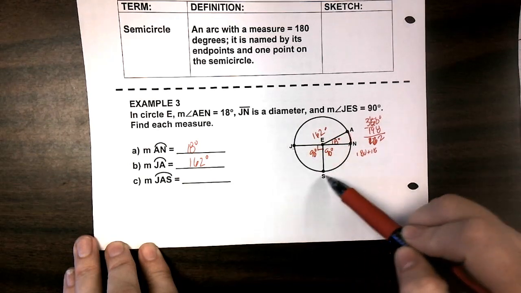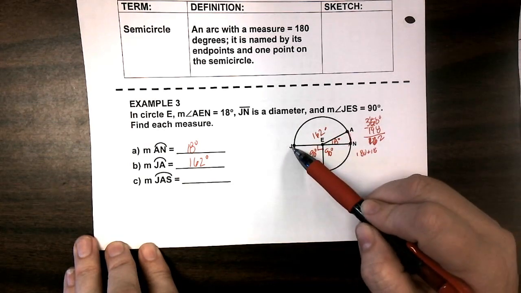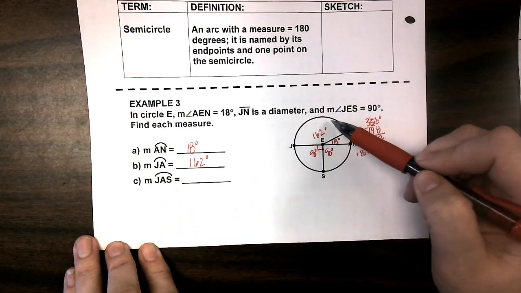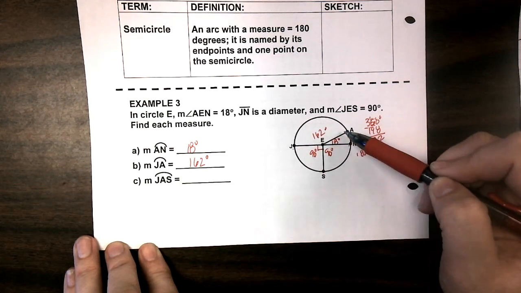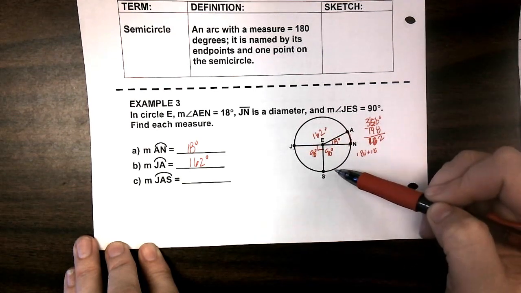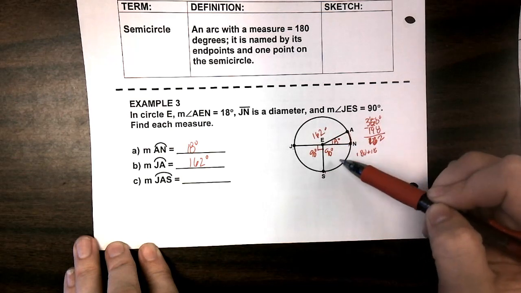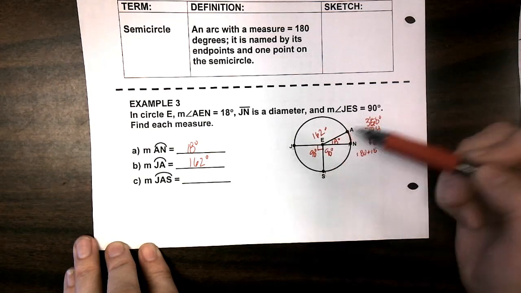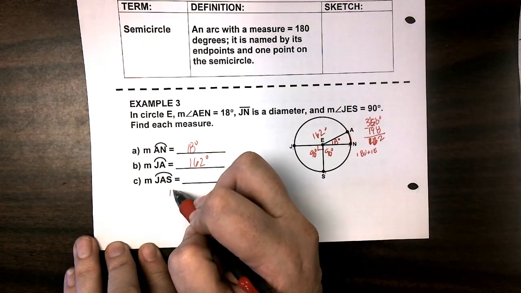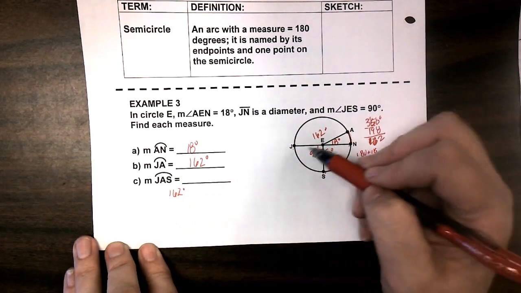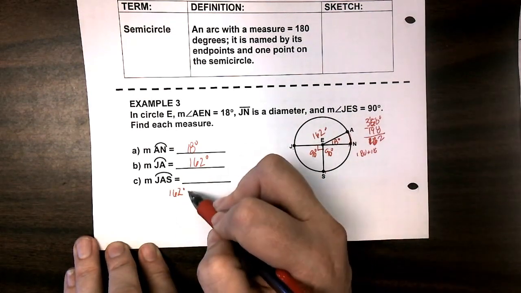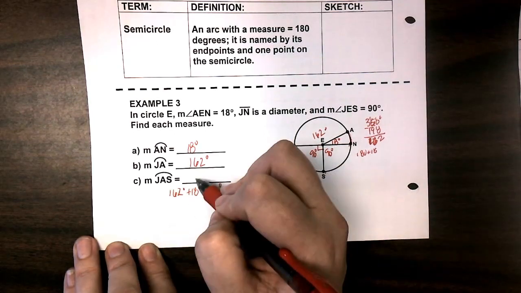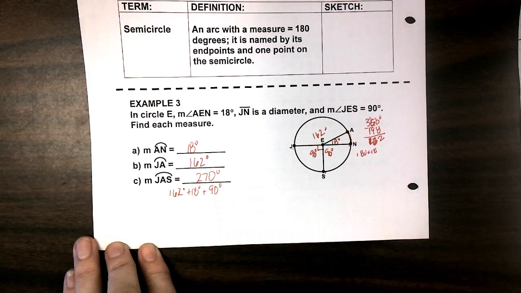So J all the way this way, J to A to S. You follow the letters J, A, S. That's 162, and then another 18, and then another 90. So we have to add all of those, or a faster way would be to just subtract the piece that's not included from 360. Either way, but I'm going to do the addition because I want you to see that it is the addition all the way around this way. So 162 plus 18 plus 90 degrees is going to equal 270 degrees.